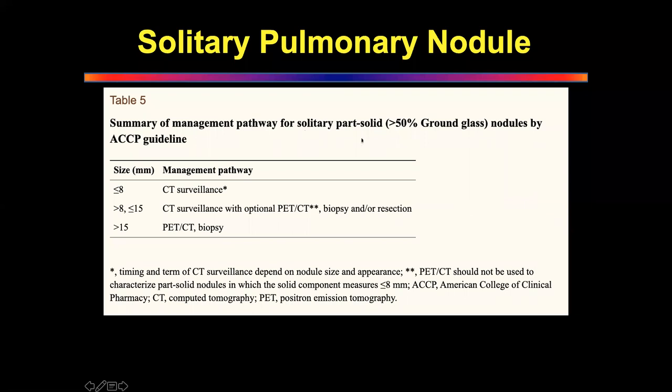Yes, sir. So this is in a solitary part-solid, more than 50% ground glass nodule. Less than 8, CT surveillance. If it is 8 to 15, CT surveillance with optional PET CT, biopsy and/or resection. So here it's still optional. If it is more than 15 millimeters, you definitely need to do something about it.